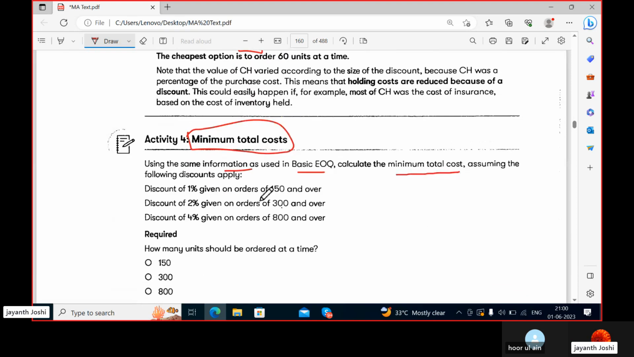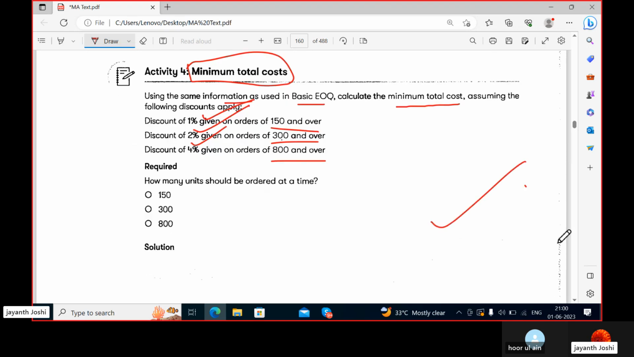So if you are ordering more than 150 units, then they are giving you 1% discount. If you are buying 300 units or more, they are giving you 2% discount. If you are ordering 800 units or more, they are giving you 4% discount. So the same kind of question we did in the previous one is here, and you have to solve this as an activity.